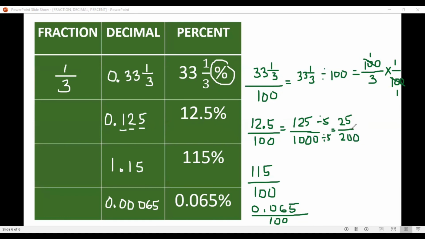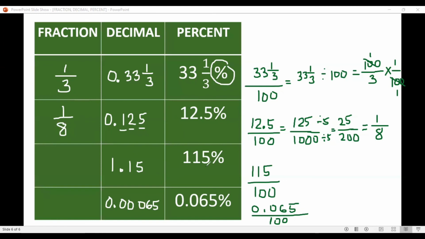But as you notice, 25 is a factor of 200. So that means we can again divide both by 25 over 25, and the answer that you will be getting when you do that: 25 divided by 25, the answer is 1, and 200 divided by 25, the answer that you will be getting is 8. So that simply means that the equivalent of this in fraction is 1 over 8.